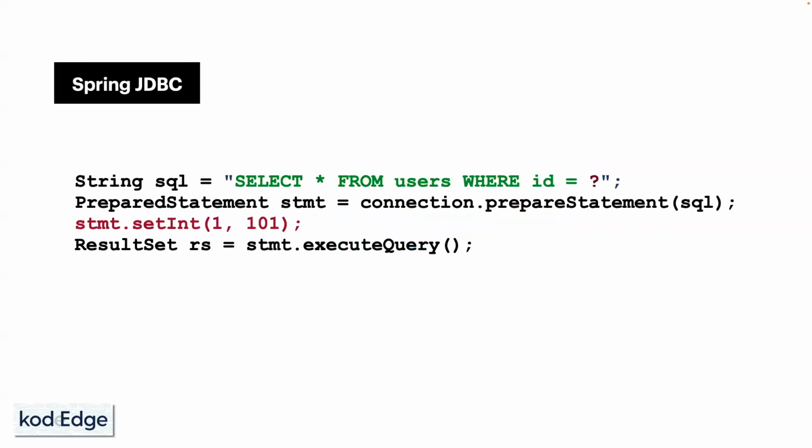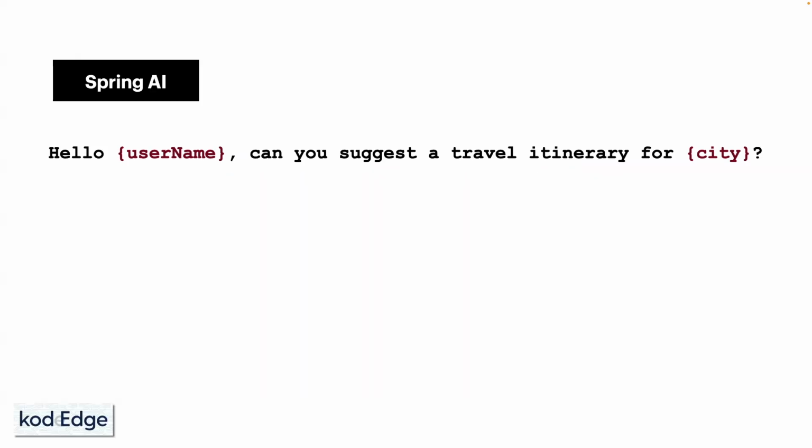Similarly, in Spring JDBC, we don't concatenate SQL strings. We use placeholders like a question mark and bind parameters safely using PreparedStatement. So this query is a template where the question mark acts as a placeholder, and values such as 101 are later bound to this placeholder before the query is executed. So Spring AI follows the exact same pattern. Instead of hardcoding the AI prompt, we use placeholders and substitute values dynamically.